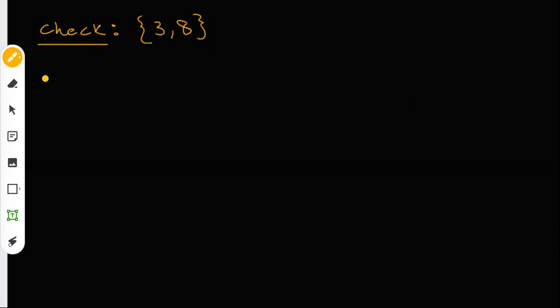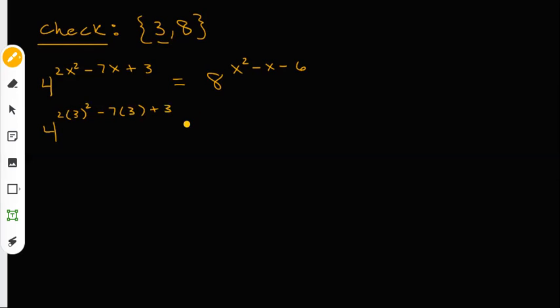And the original was 4 to the 2x squared minus 7x plus 3 is equal to 8 to the x squared minus x minus 6. So let's try the 3 first. Everywhere I see an x, I'm going to replace that with a 3. So I get 2 times 3 squared minus 7 times 3 plus 3. I get 3 squared minus 3 minus 6.